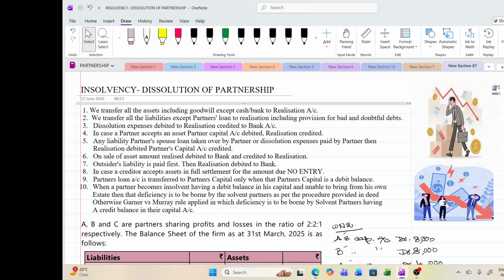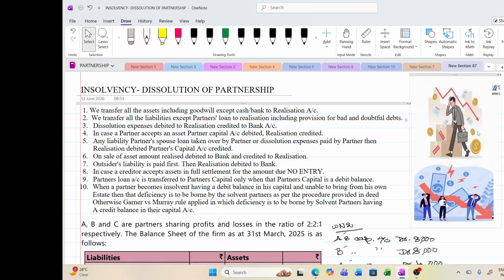This is Geeta. Today we are going to see the solution of partnership insolvency. Before getting into the sum, that is RTP January 26, sum number 13, we will just have a recap of realization account, cash account, and partner's capital account.